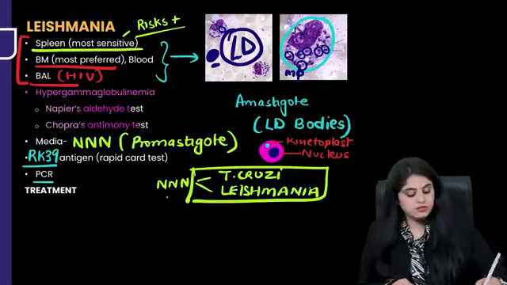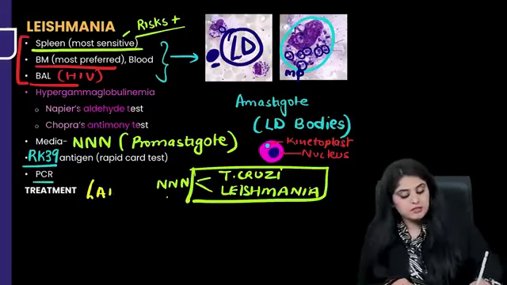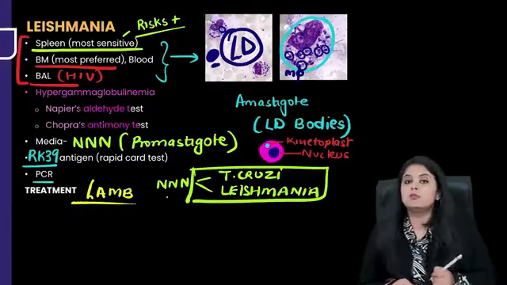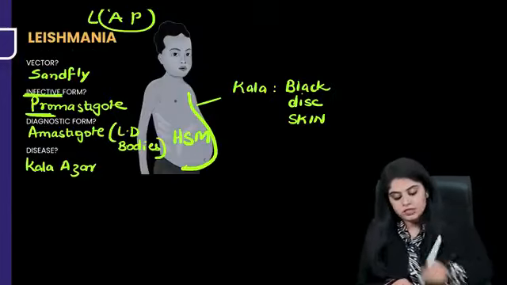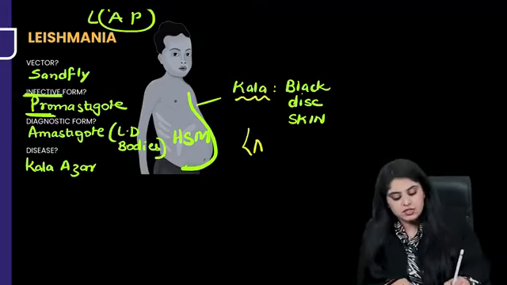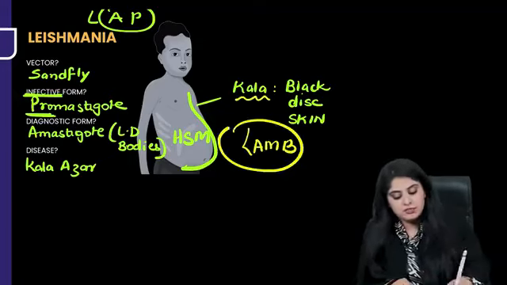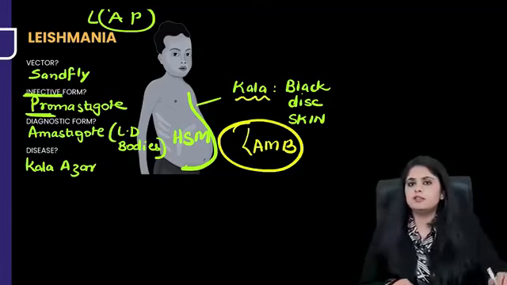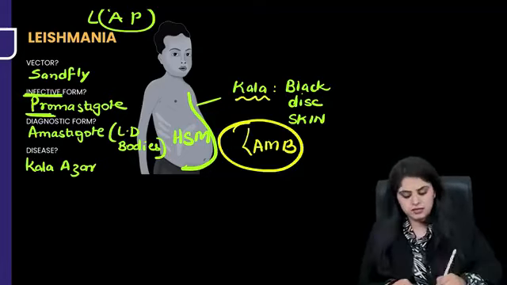PCR is of course the most definitive. The treatment of Kala Azar has been asked in the paper: liposomal amphotericin B. So the picture of a child was given with a swollen belly and a blackish discoloration. Liposomal amphotericin B. So you gave liposomal amphotericin B for 1 to 2 years, and after that what happened?